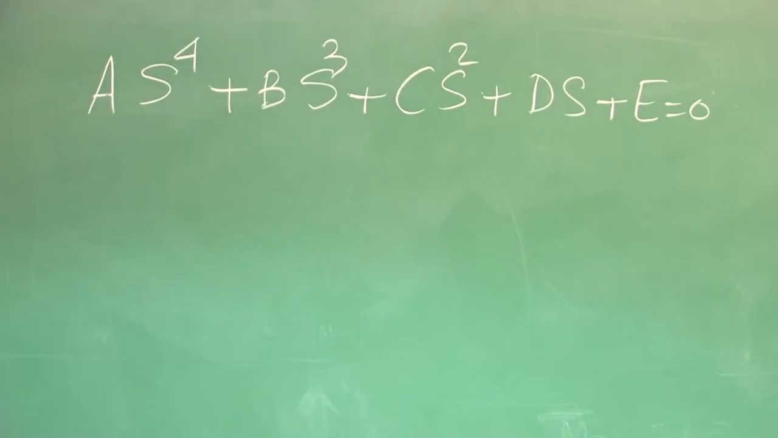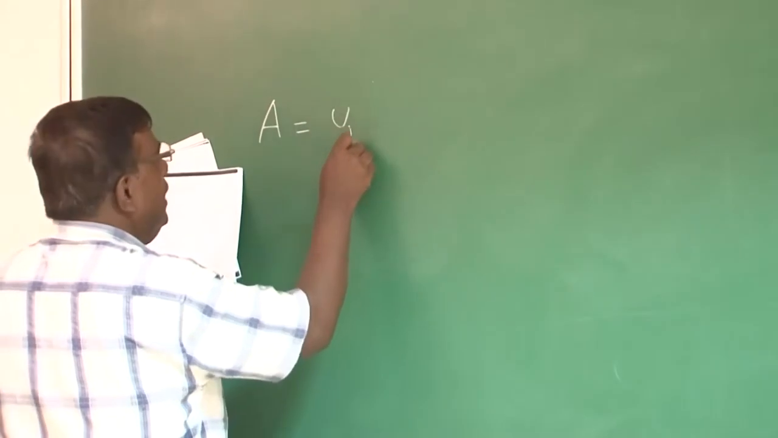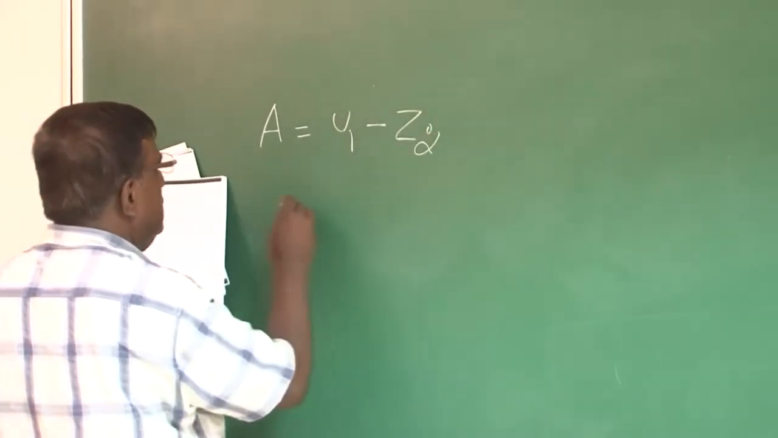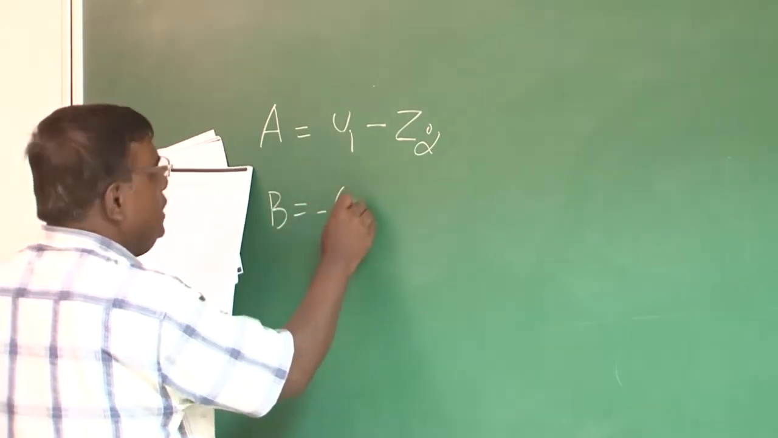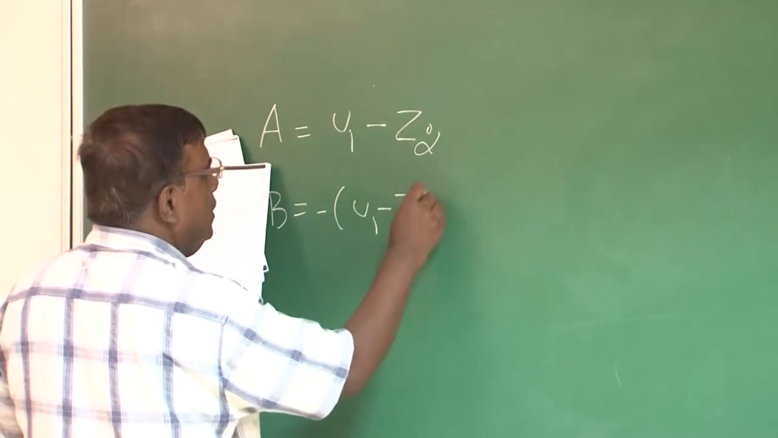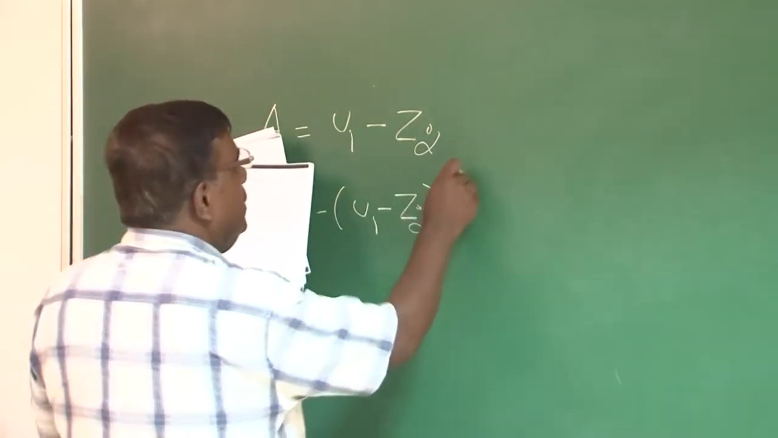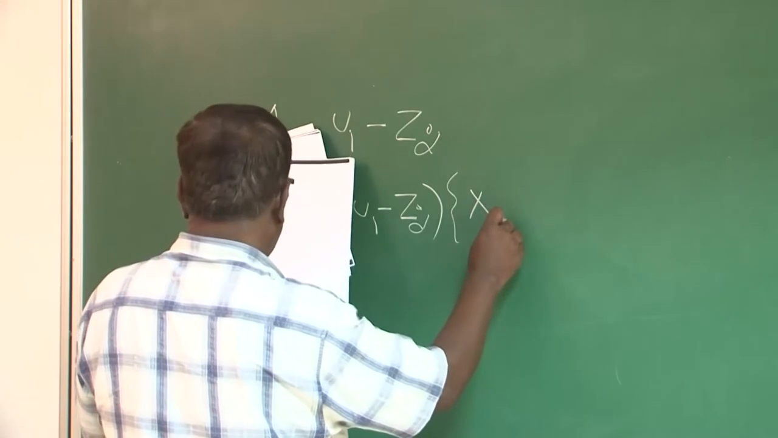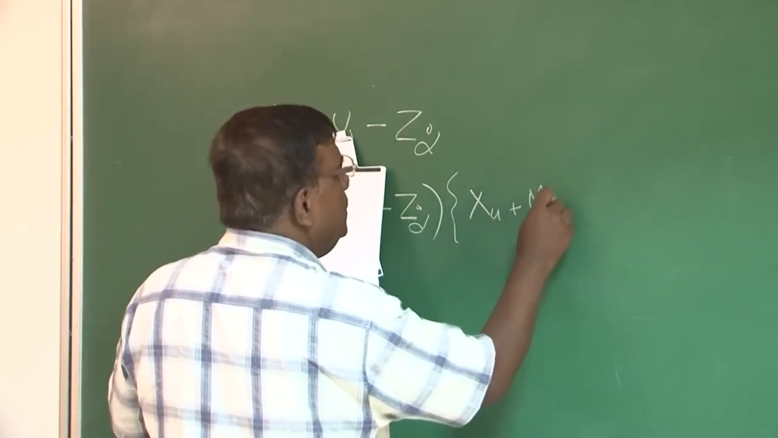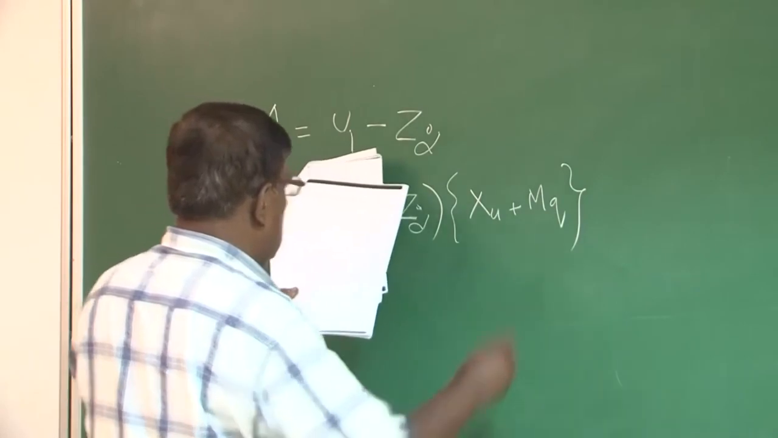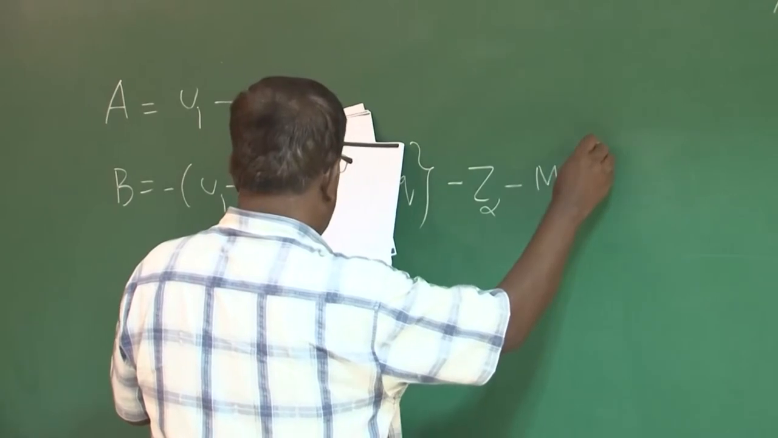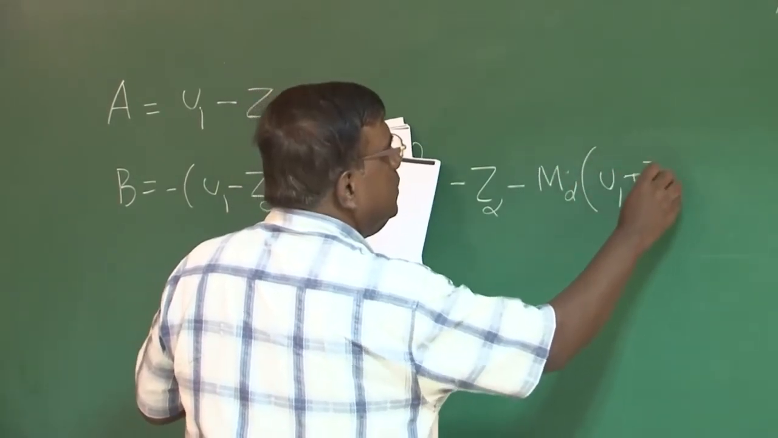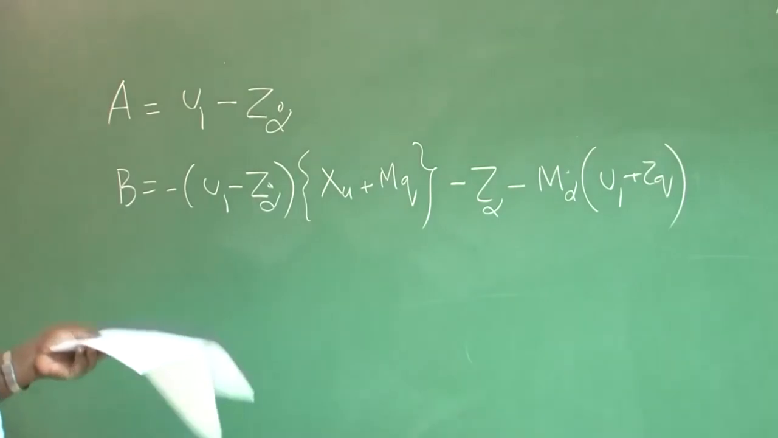And typically, I'll write a few of these. A is U1 minus Z alpha dot, and B is minus U1 minus Z alpha dot into XU plus MQ minus Z alpha minus M alpha dot into U1 plus ZQ. This will be displayed separately.